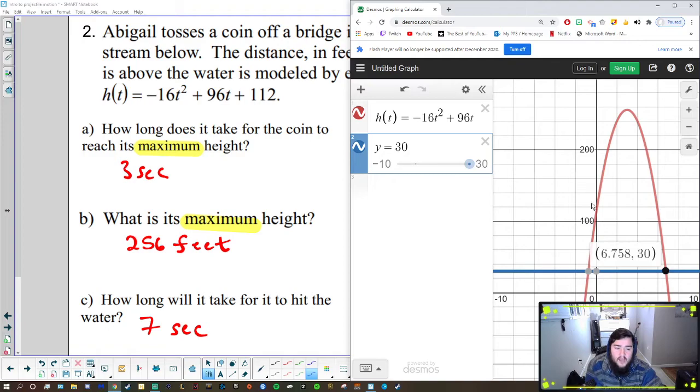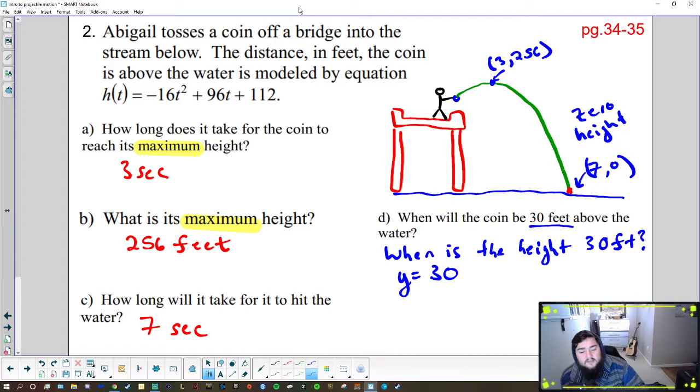So to get an idea of what happened, this graph shows this coin being thrown up. It hits its max, and it falls. At 6.758 seconds, it's 30 feet, and then it'll keep falling until it hits the water. So 6.758. After about 6.7 seconds, our coin will reach 30 feet above the water. So, right about here, we finally hit that 30 feet.